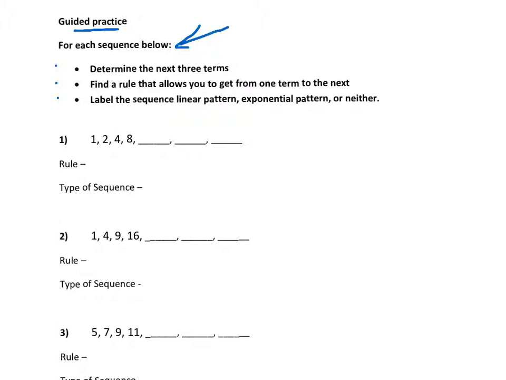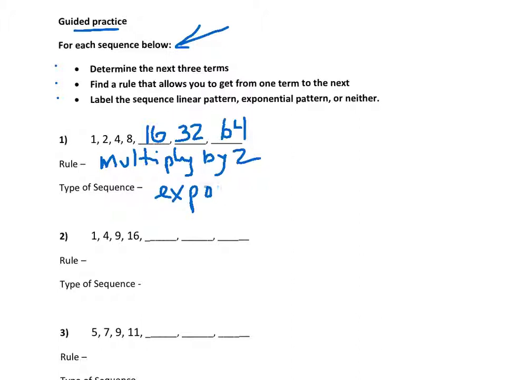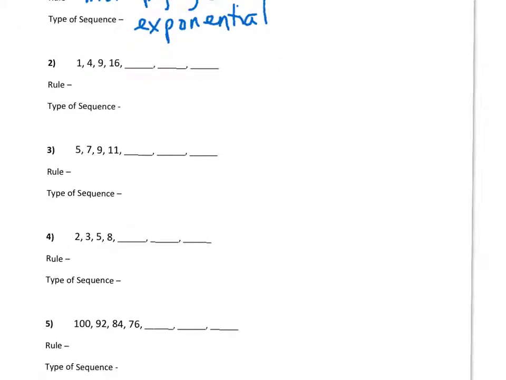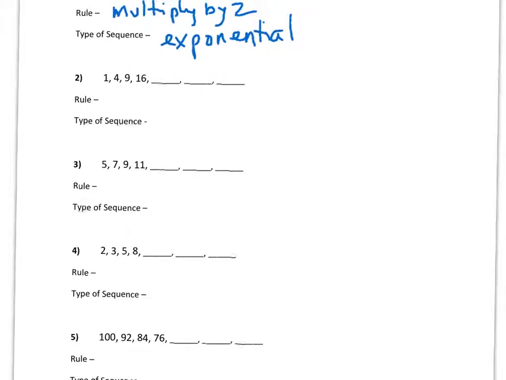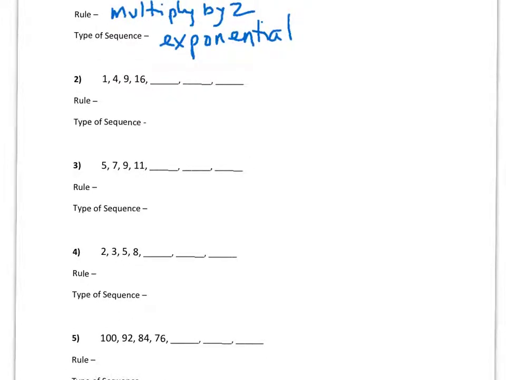linear, exponential, or neither. And so when I look at these numbers, I see 1, 2, 4, 8, they're going up, and they're being multiplied. They're getting twice as big, multiplying by 2. So the rule is multiply by 2, and that, folks, is exponential. Now we have a few here to do. You have 5 of them. I'm just going to do one more here, and then you're on your own for the rest, okay?